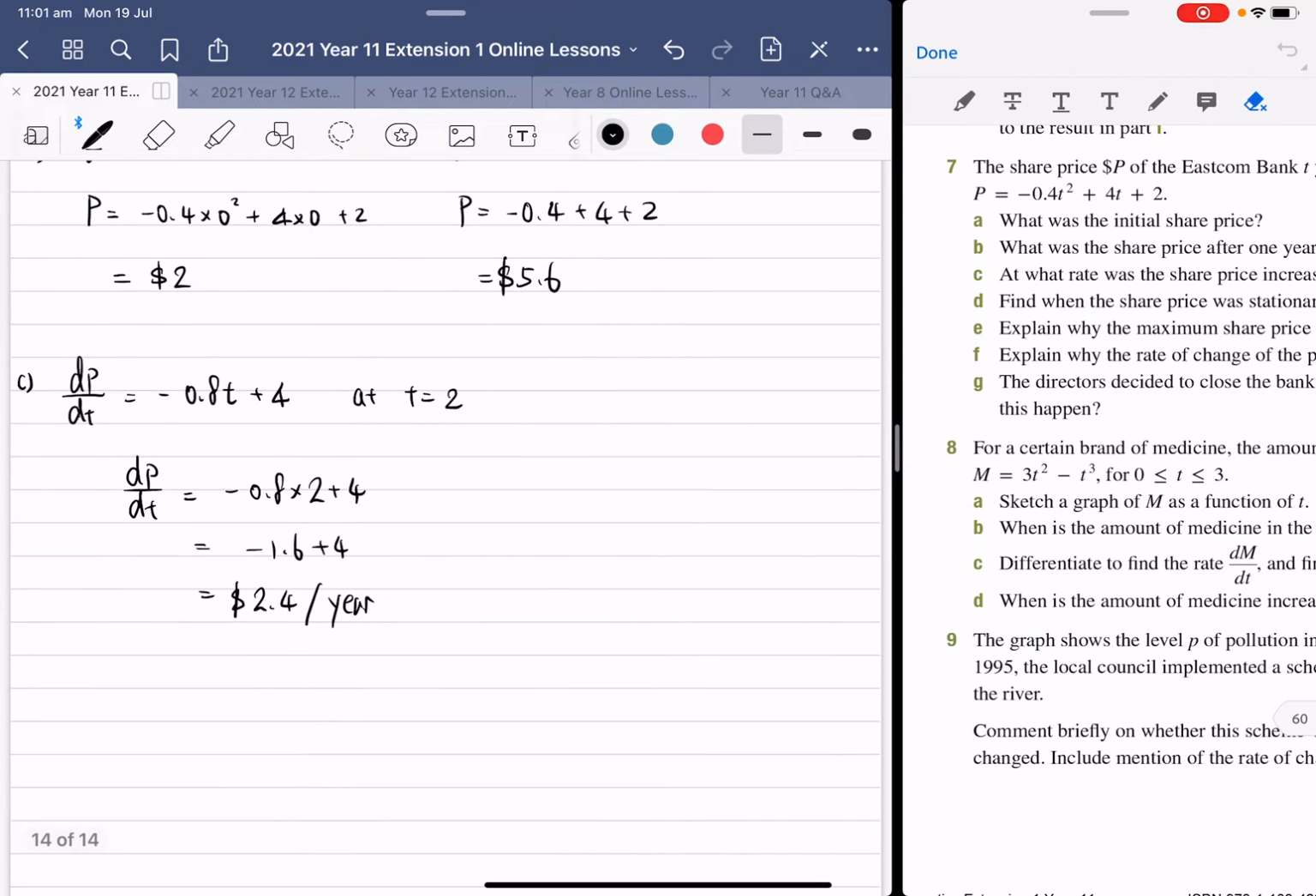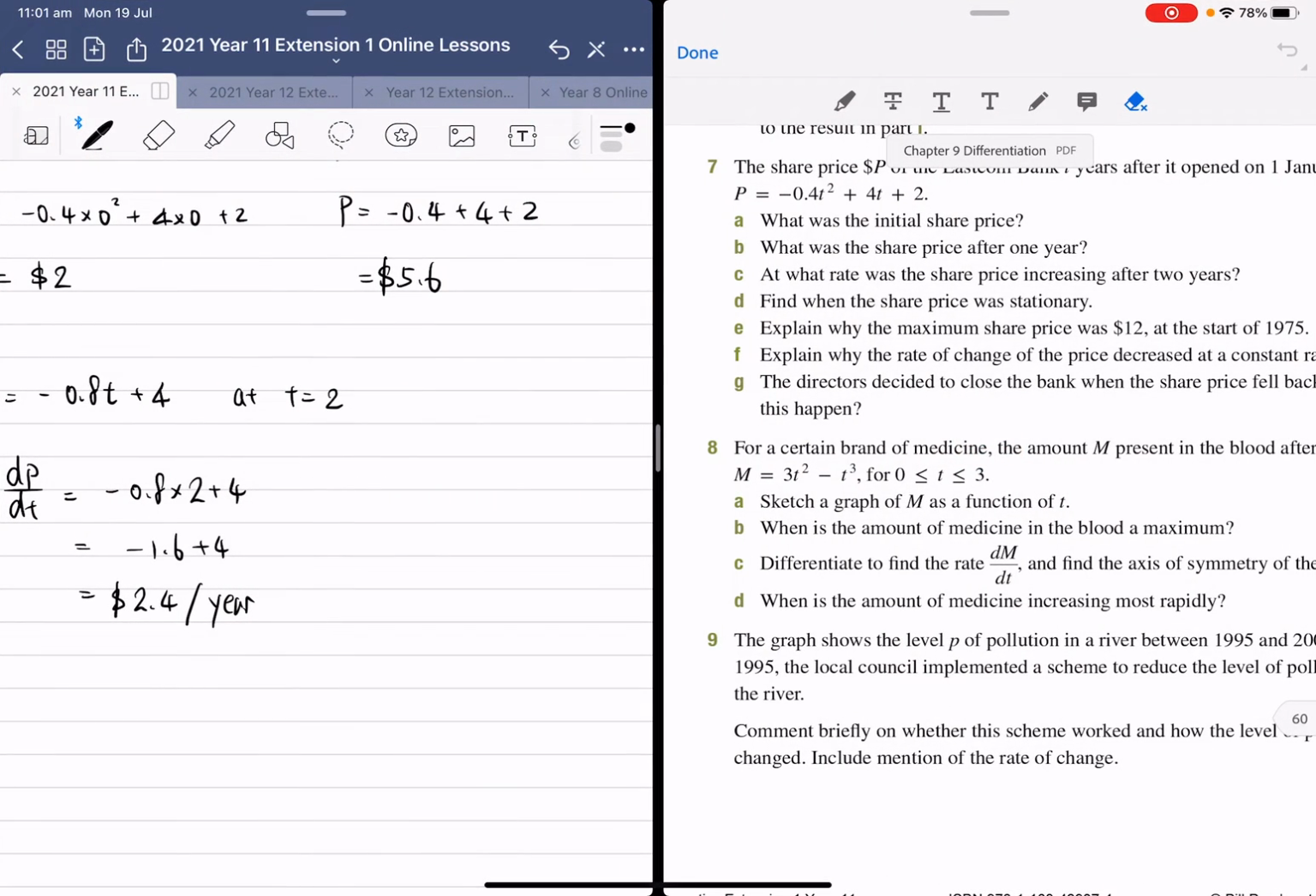Now, please remember the unit. If we're talking about the rate, we are talking about the rate of increase. The unit is actually in terms of per year. Don't just write $2.40. Okay, so question C finished.